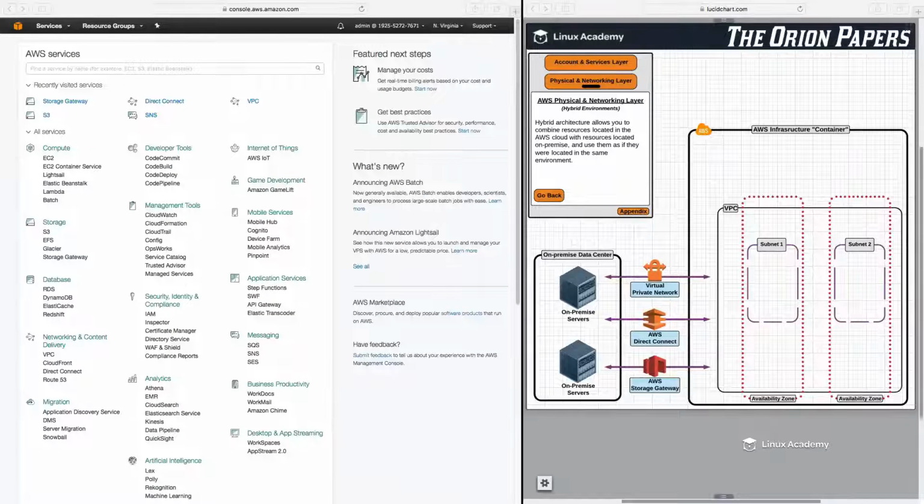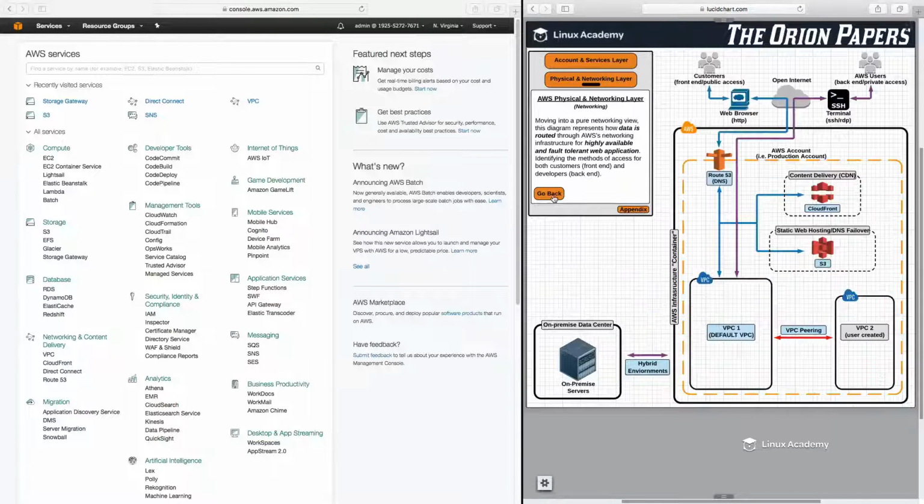Hello and welcome back. Now that we have finished talking about these three services, Virtual Private Network, AWS Direct Connect, and AWS Storage Gateway, which are part of AWS's hybrid environment offerings, I now want to talk specifically about VPC peering. So in this case, instead of connecting our on-premise data center to the AWS cloud, we're going to look at connecting VPCs within AWS to each other.